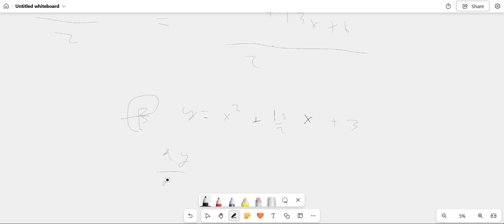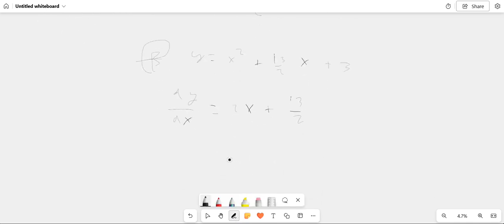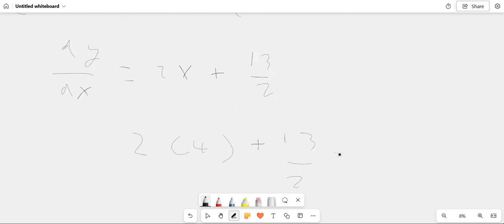So let's find dy over dx. So dy over dx will be 2x, so bring the 2 down, take 1 from the power, plus 13 over 2. And so that's the situation there. f dash of 4 means differentiate and put 4 into it, yeah? So substitute 4 into that. You're going to get 2 times 4 plus 13 over 2, which just equates to 29 over 2, yeah? And that's that.